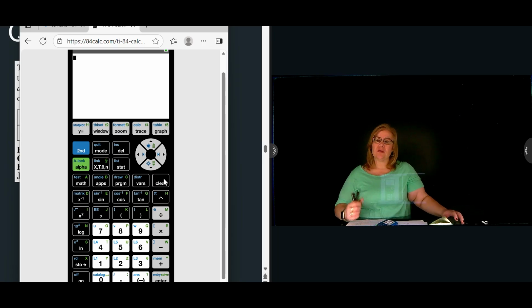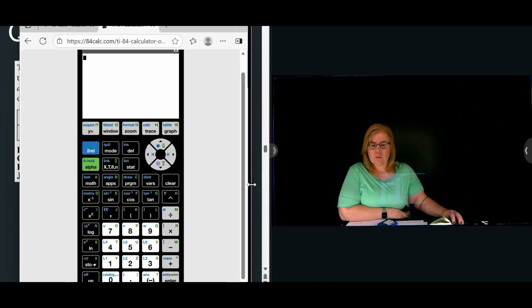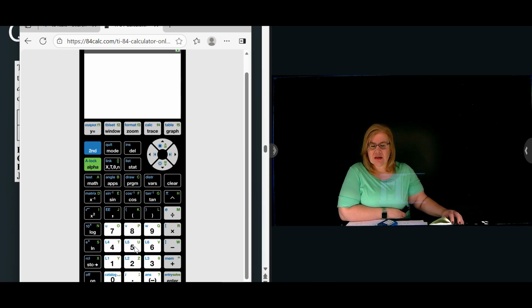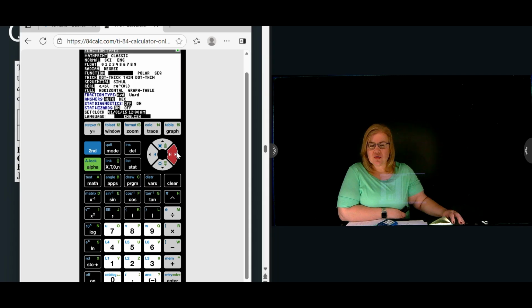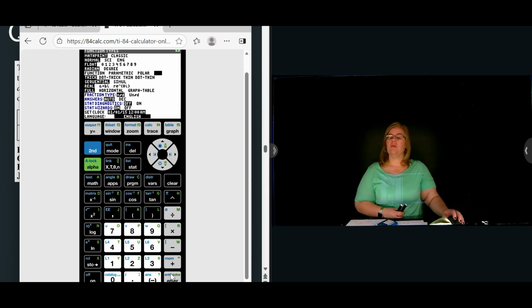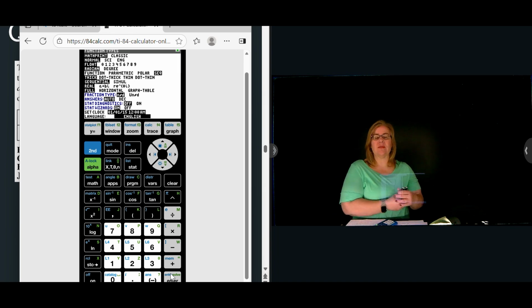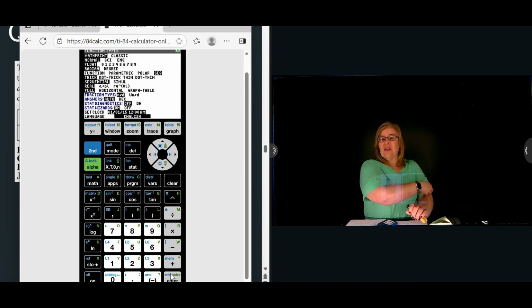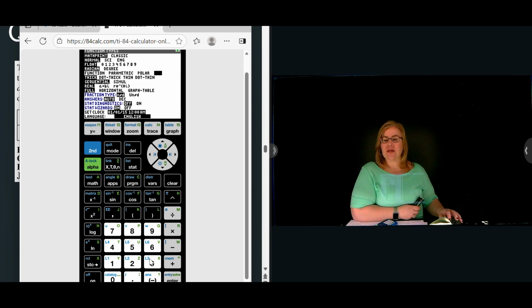The first thing that you want to do is put your calculator in sequence mode. So I want us to go to our mode, and you need to come down to where it says function, and scroll over to sequence and press enter. Now that we have our calculator in sequence mode, we need to put that sequence into the calculator. So here we go. I'm going to do second quit.